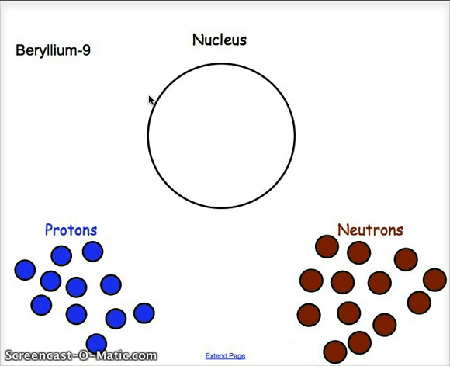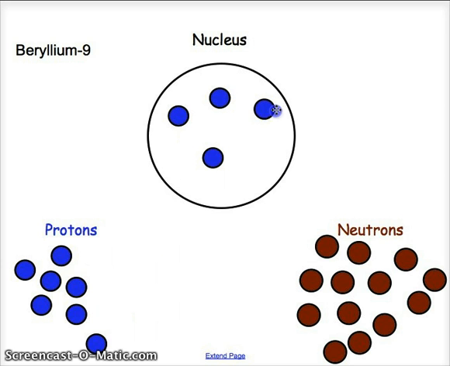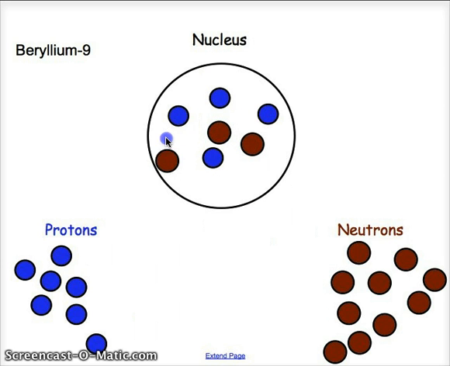Here's another example. Make a model to represent the nucleus of beryllium-9. Take a second and think of how many protons and neutrons must be added to the nucleus. Beryllium is atomic number 4. I'm adding 4 protons. I'll need to add 5 neutrons, so that the sum of protons and neutrons together is 9.